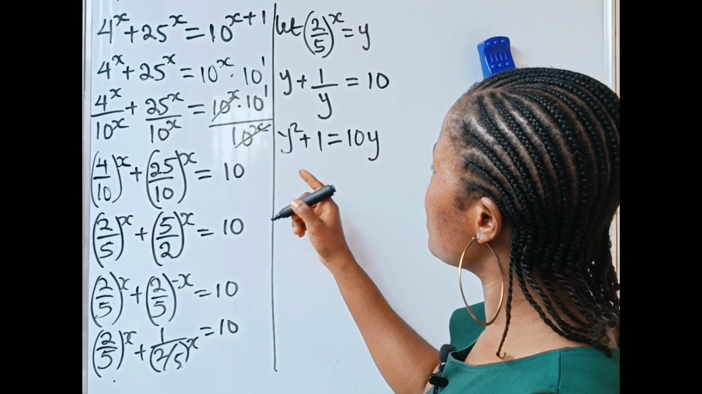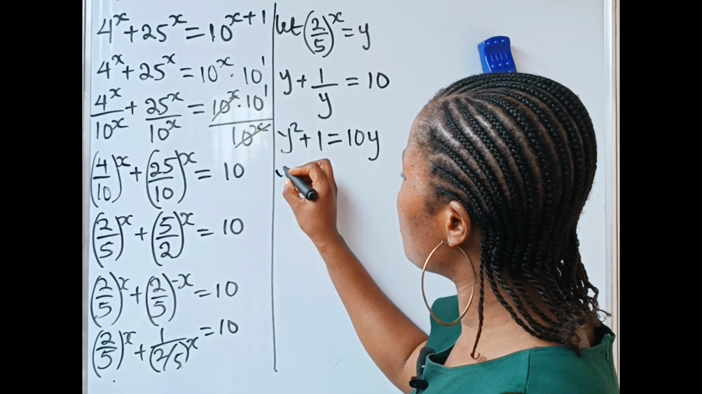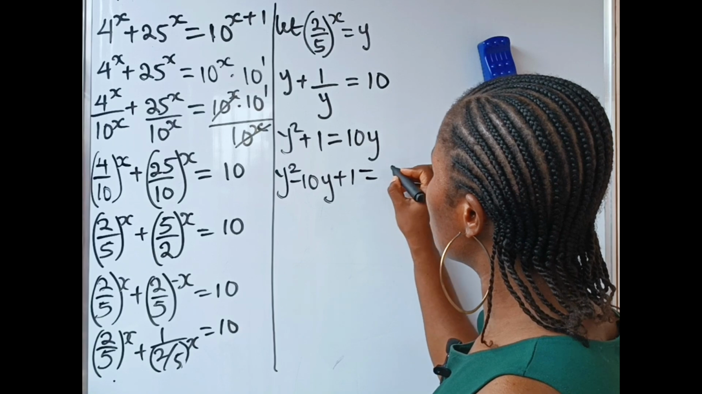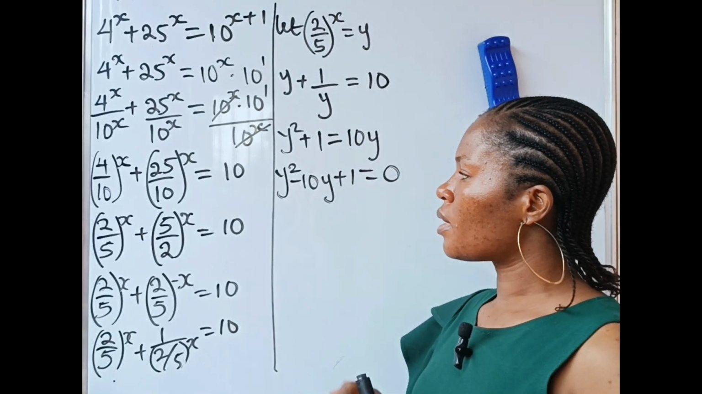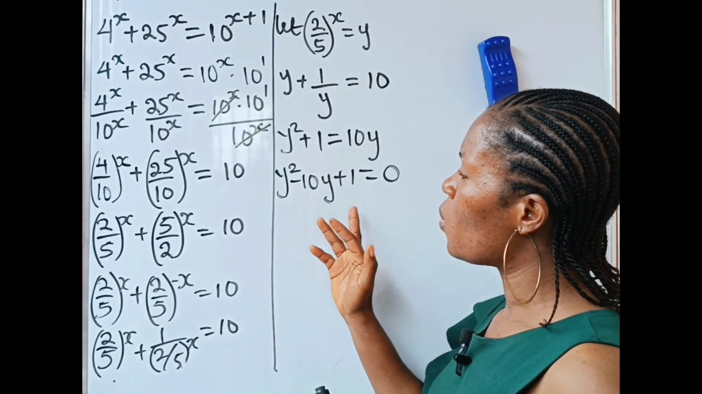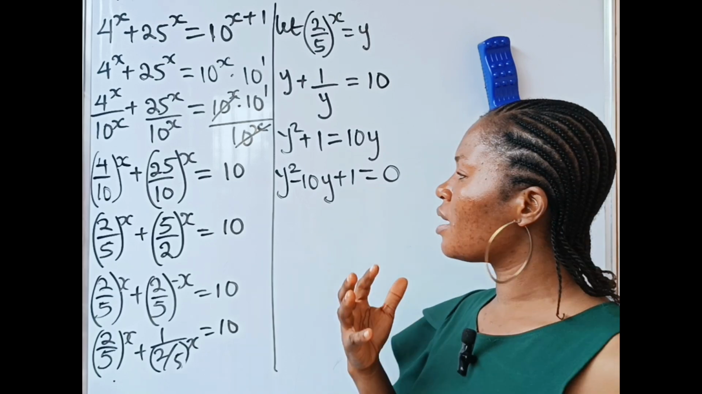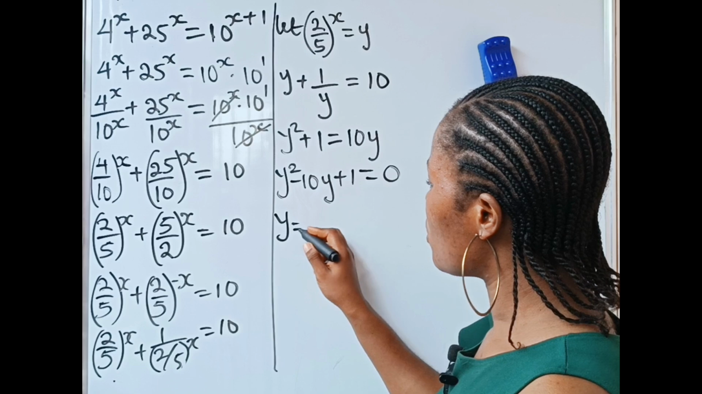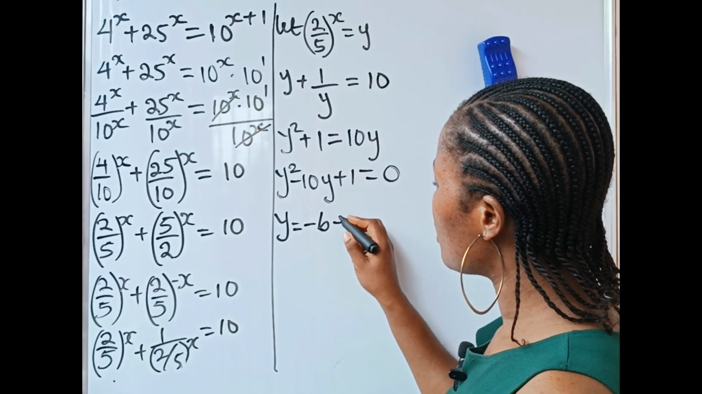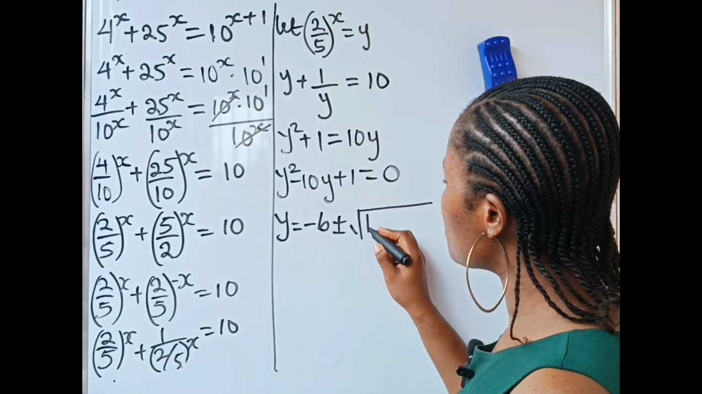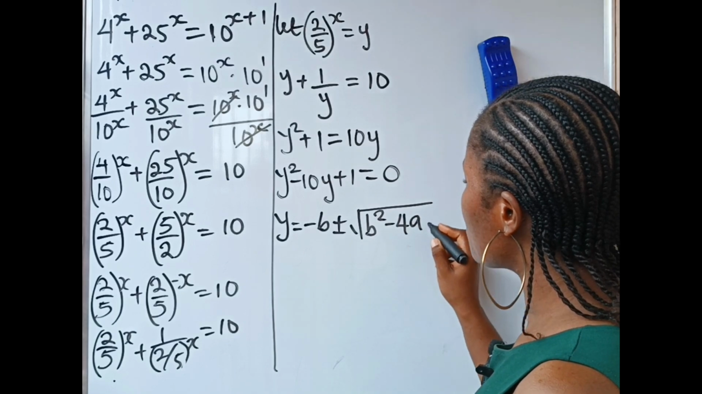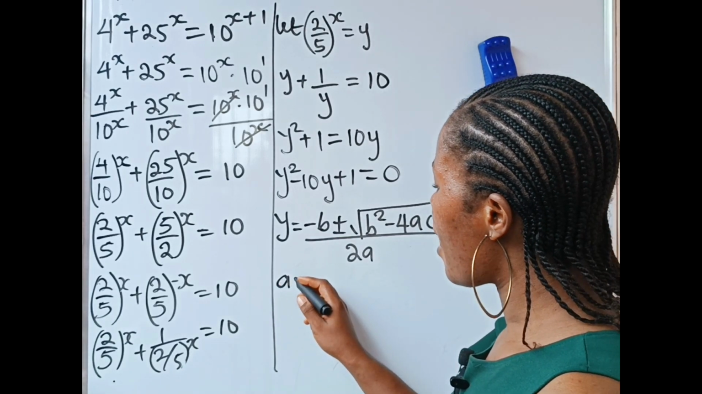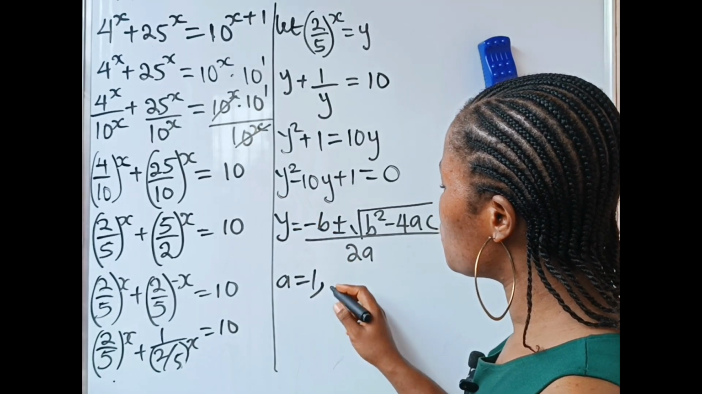Now we are going to rearrange this, so let this come to this side. We have y squared minus 10y plus 1 is equal to 0. Now at this point, this is where we solve this using the quadratic equation formula, which states that y is equal to minus b plus or minus the square root of b squared minus 4ac, everything divided by 2a. Now our a is the coefficient of y squared, which is 1.